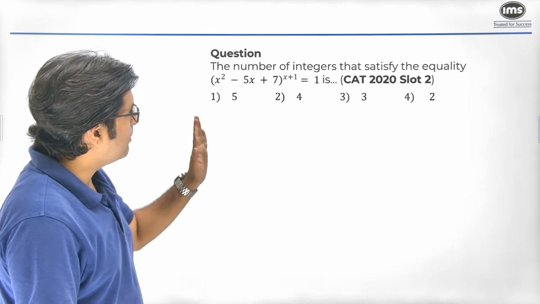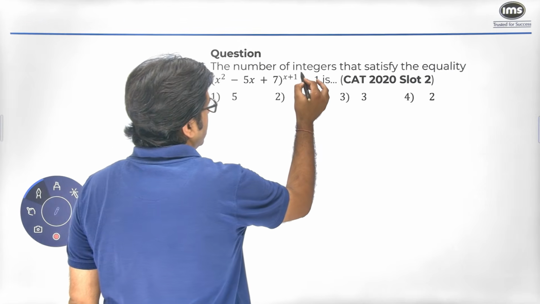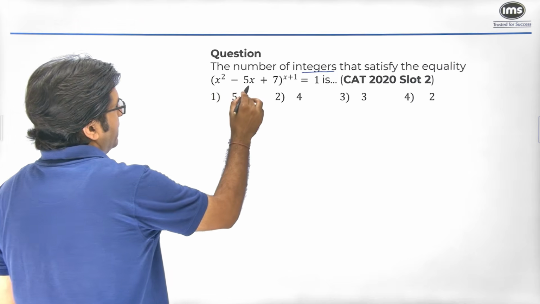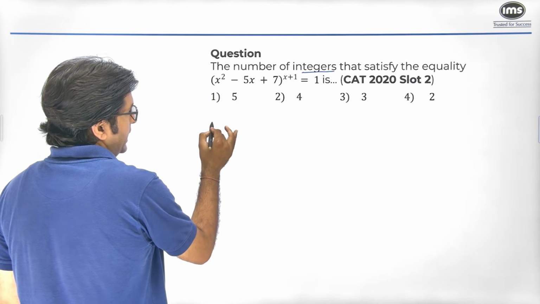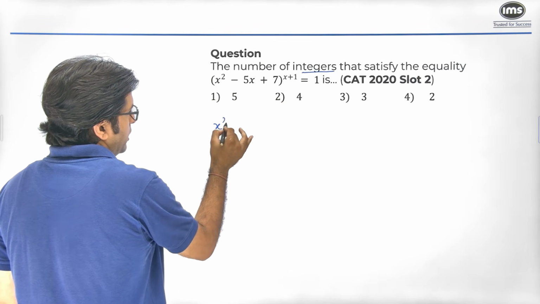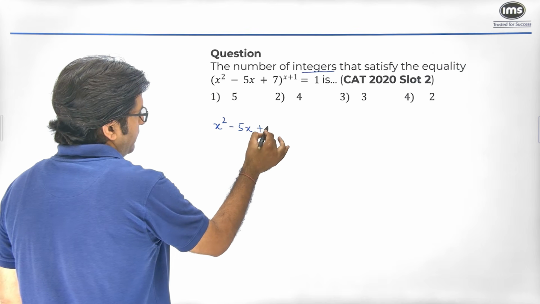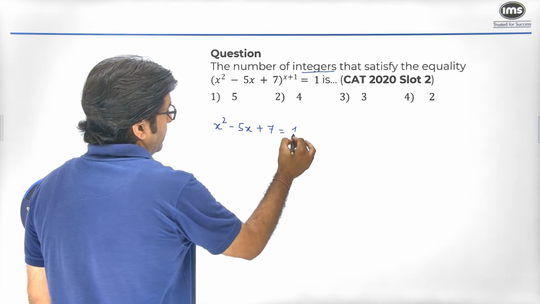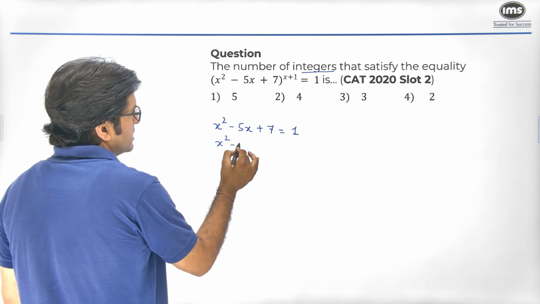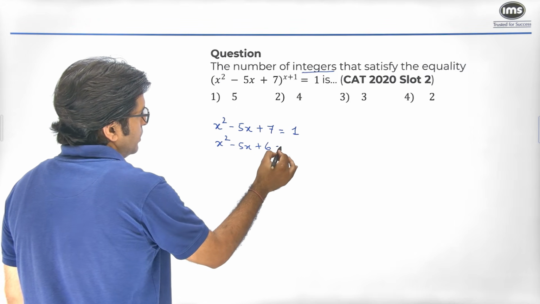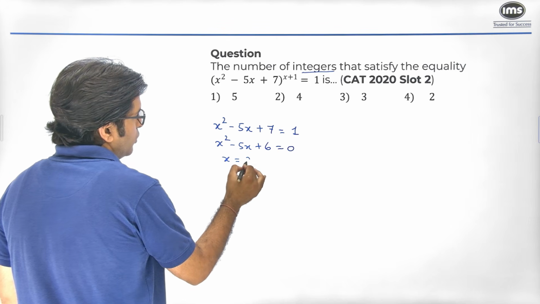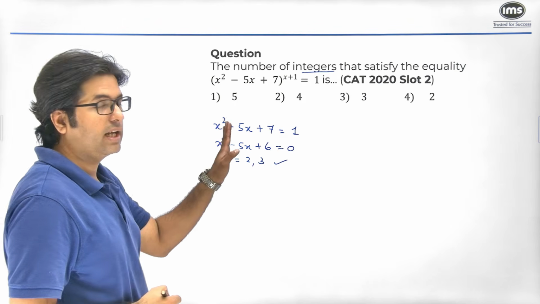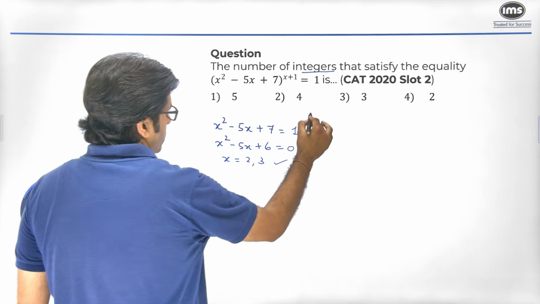Let's jump right in. Number of integers. So the important keyword here is integers that satisfy the inequality x square minus 5x plus 7. I'll straight away start with case 1, which is base is equal to 1. I know in my head there are 3 cases. So if this is equal to 1, it becomes x square minus 5x plus 6 equal to 0. I can get x equal to 2, 3. These are the possible values for x given base is equal to 1.